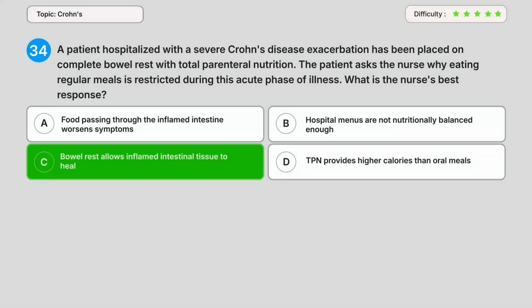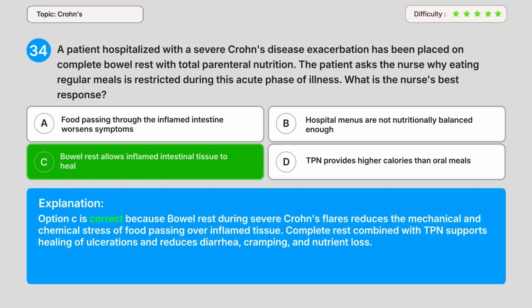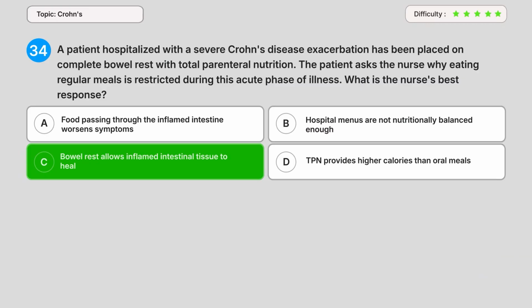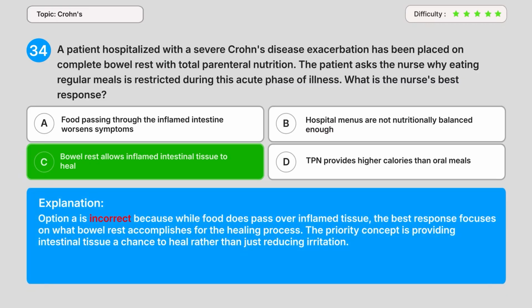Correct answer: C. Bowel rest allows inflamed intestinal tissue to heal. Bowel rest during severe Crohn's flares reduces the mechanical and chemical stress of food passing over inflamed tissue. Complete rest, combined with TPN, supports healing of ulcerations and reduces diarrhea, cramping, and nutrient loss. Option A is incorrect, because while food does pass over inflamed tissue, the best response focuses on what bowel rest accomplishes for the healing process. The priority concept is providing intestinal tissue a chance to heal rather than just reducing irritation.